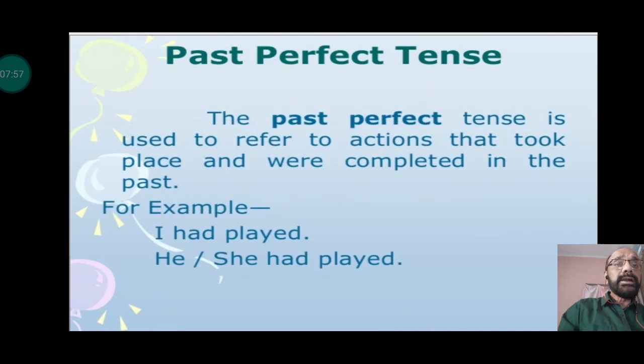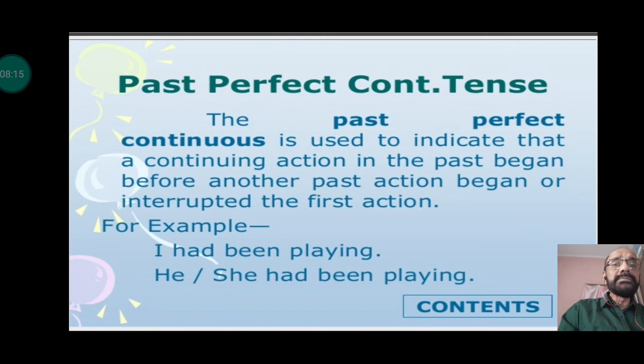The past perfect tense is used to refer to actions that took place and were completed in the past. I had played, she had played, they had played. It is the past tense of have plus the past participle of the verb.